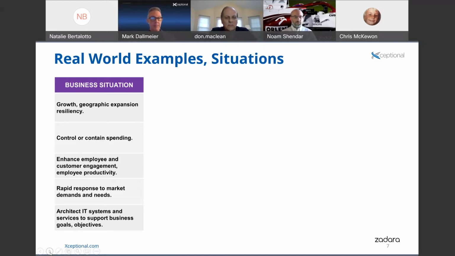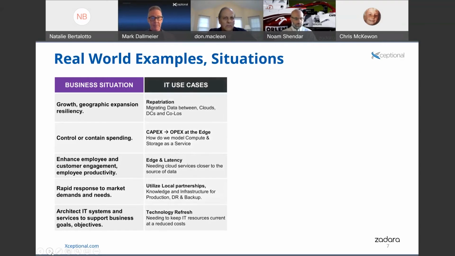Organizations are also looking to rapidly respond to shifts in the marketplace, as we just saw, or they're looking for technologies and services that will help them pivot. And at the same time, they're looking to architect or re-architect IT systems and IT services. So those IT systems and services now are aligned to their current business goals and objectives, which for a lot of organizations have changed dramatically over the last 18 months.